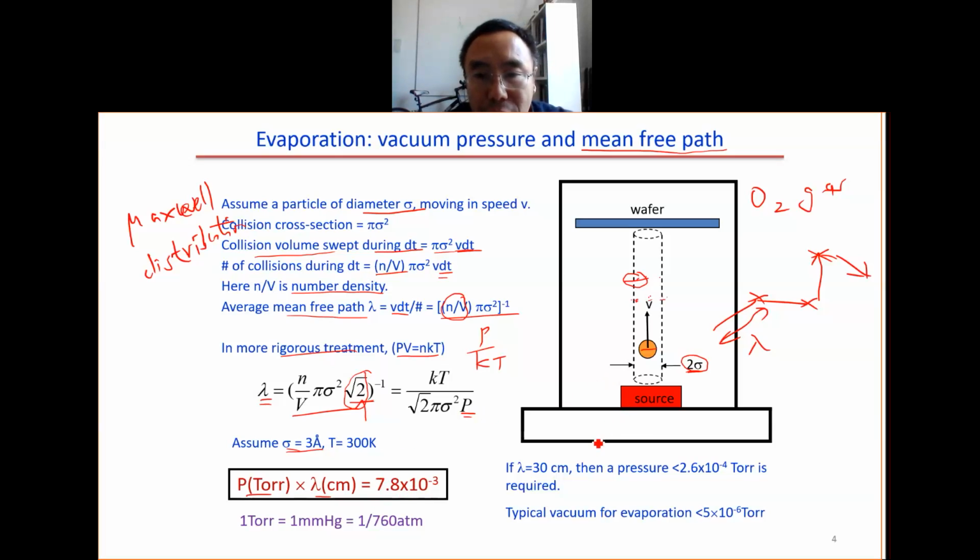Now we can do some estimation. If we want lambda to be 30 centimeters, then P is given by this number divided by 30, which is 2.6 times 10 to the minus 4 torr. Typically, when we do the deposition, we have a vacuum better than 5 times 10 to the minus 6 torr. So then there will be no collision. The molecule will come from here to the wafer without collision along the path.